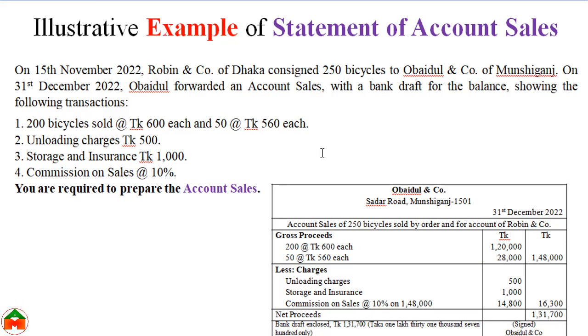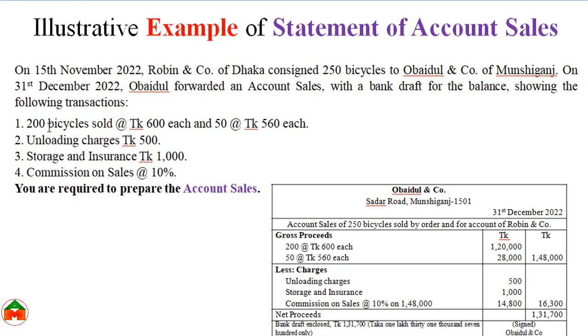Here we can see an example of a statement of account sales. This account sales statement is prepared by the consignee, I mean the agent. Suppose Mr. Robin is a consignor, I mean the principal, who sent 250 bicycles to Obaidul. Here Obaidul is the consignee, I mean the agent. And on 31st December, Obaidul forwarded an account sales with the bank draft for the balance, showing the following transactions.